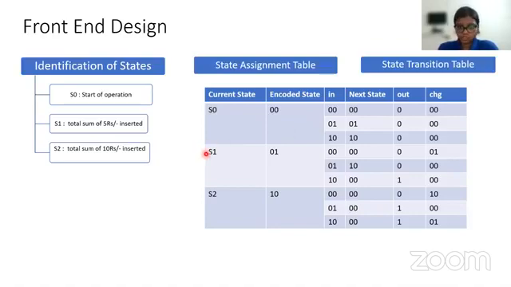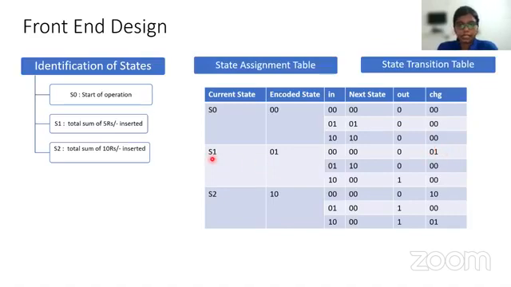Let's look at the S1 state. What will happen? S1 here represents that a total sum of 5 has already been inserted in the machine. So at S1, if we are not inserting any further coin, then the machine will wait for a particular time limit. And if still no coin has been inserted, it will move to the S0 state, which is the start of the operation. There will be no product dispensed, but we already had a 5 rupees coin inside the machine, right? So it will return that 5 as change.